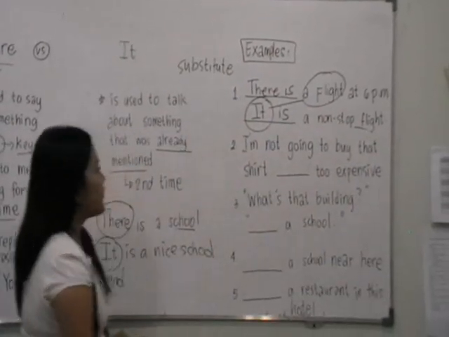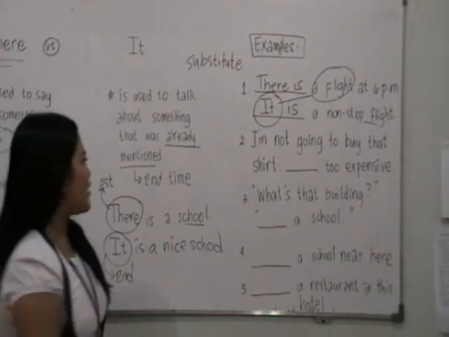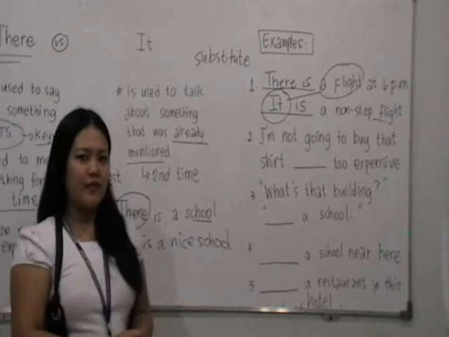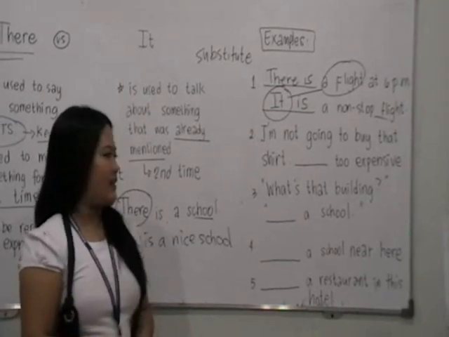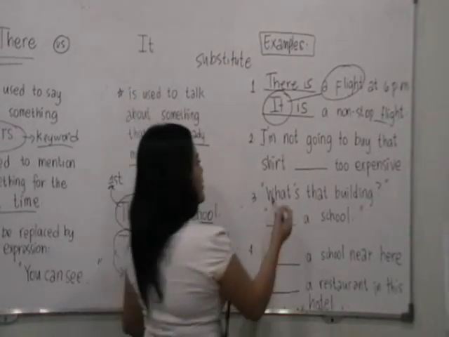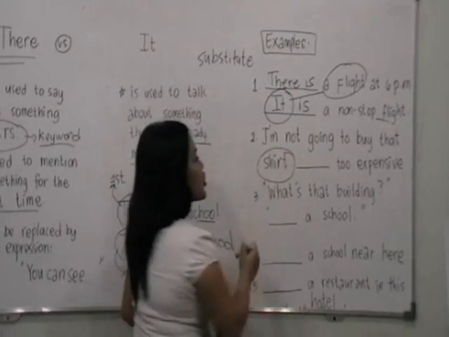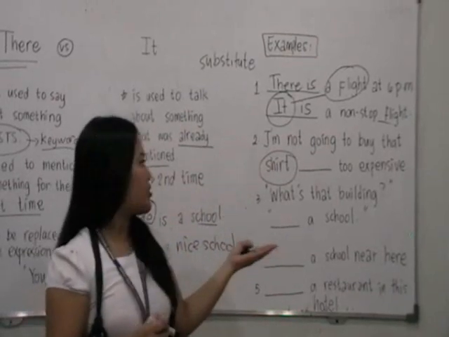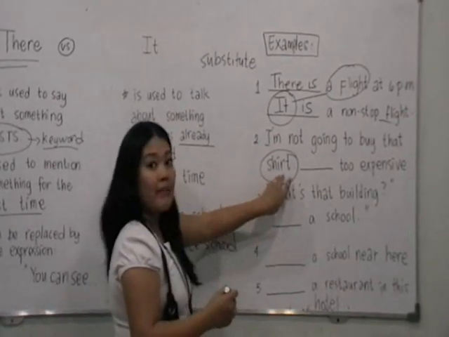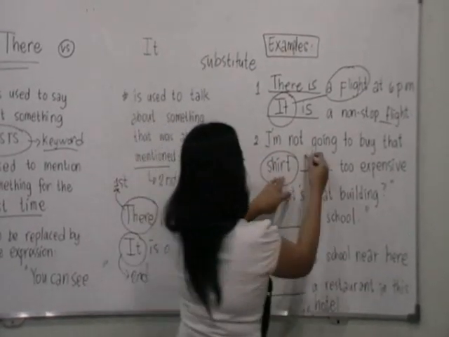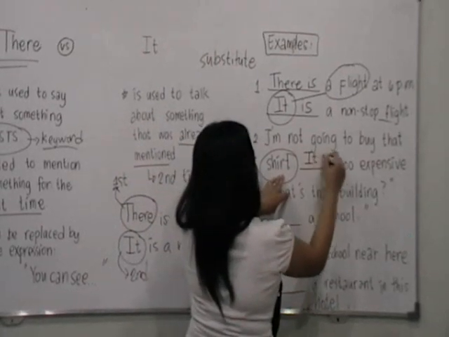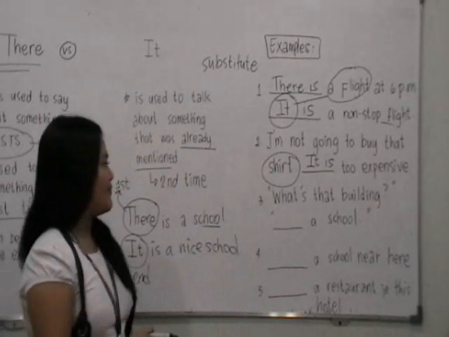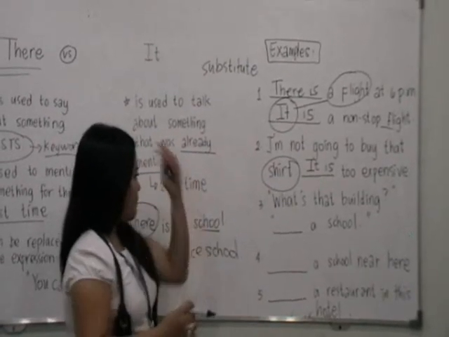Okay, number 2. I'm not going to buy that shirt. Which is correct? There is too expensive or it is too expensive? I think it's obvious. Our noun is shirt. So in that case, I already mentioned it. Second time, I cannot use there, but I will use it. It is too expensive.